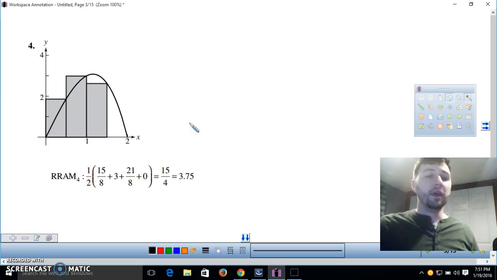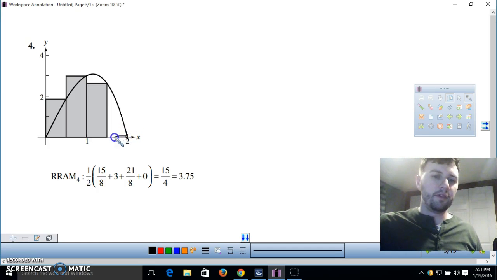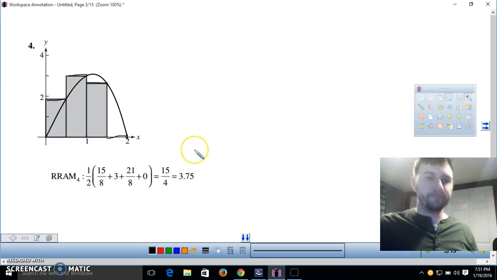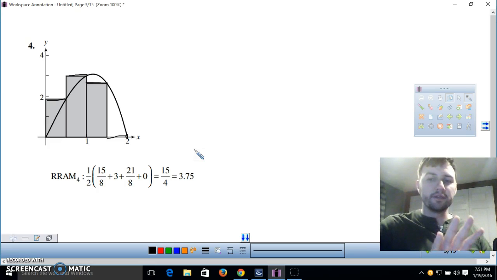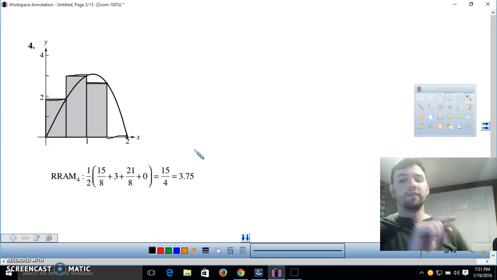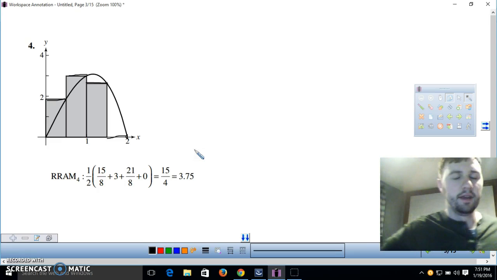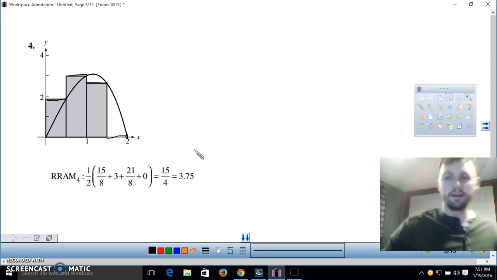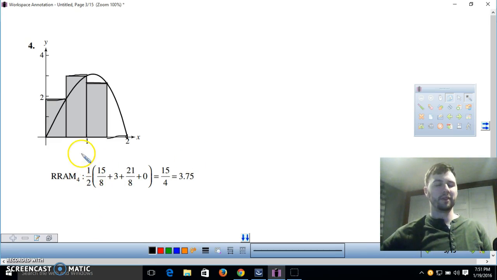And then RRAM, you do the exact same way as LRAM. You start from the right and you go over. We're still using our half subintervals. There are 4 rectangles, 2 over 4, so the width of each one is 1/2. So we get the 1/2.